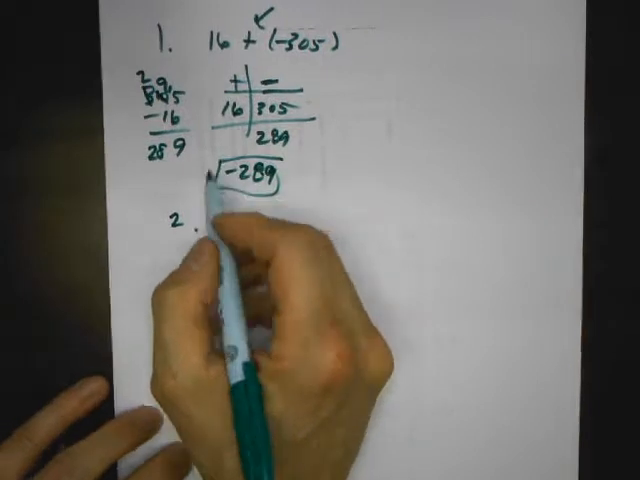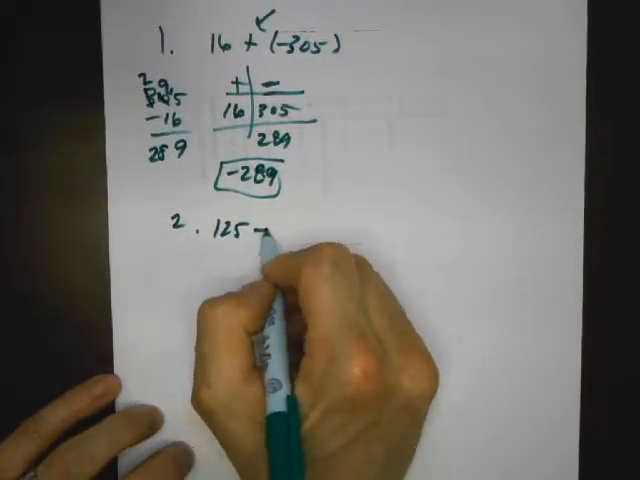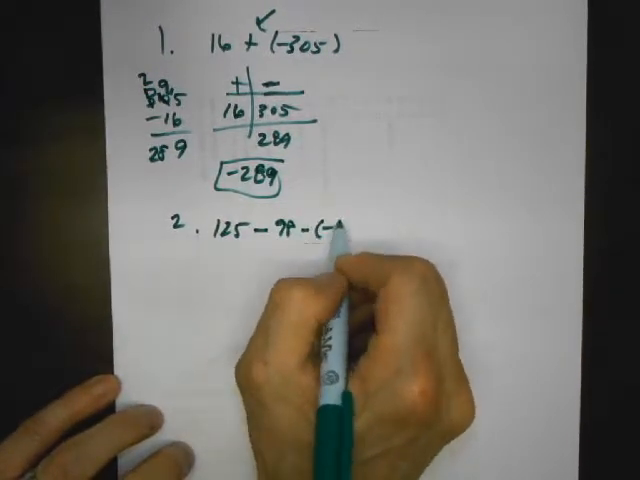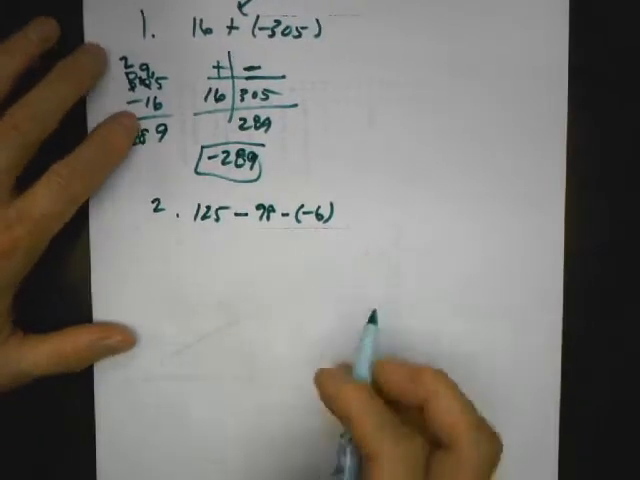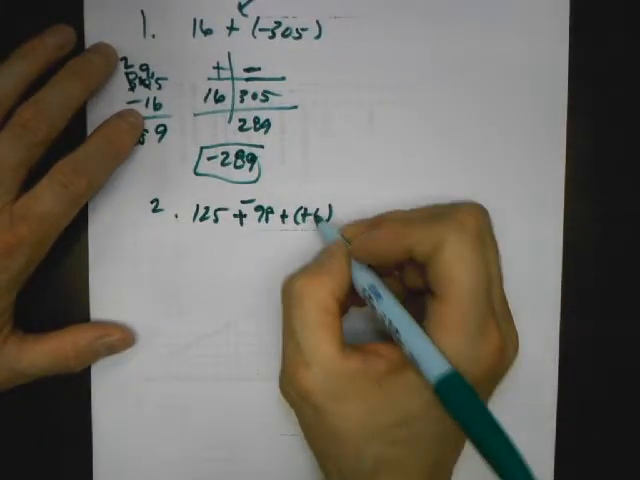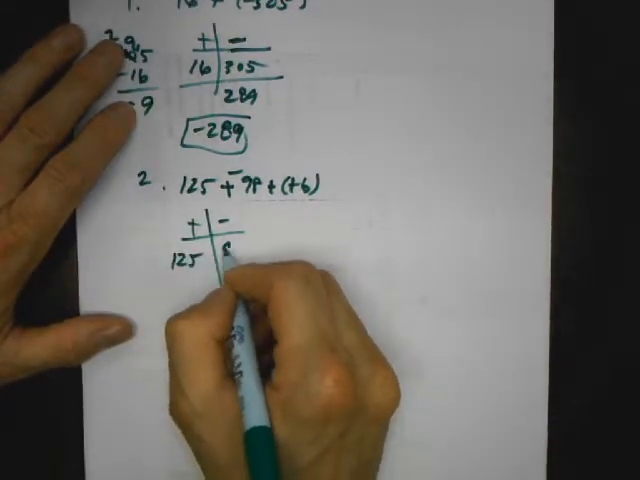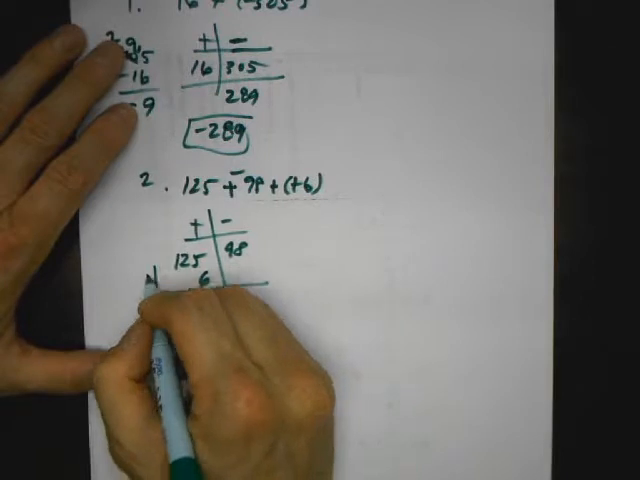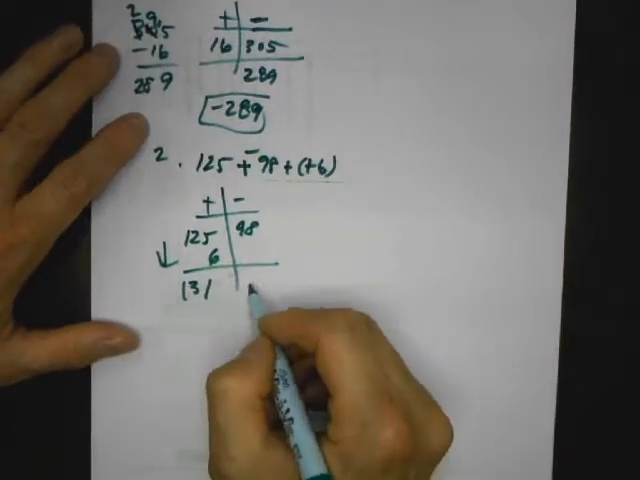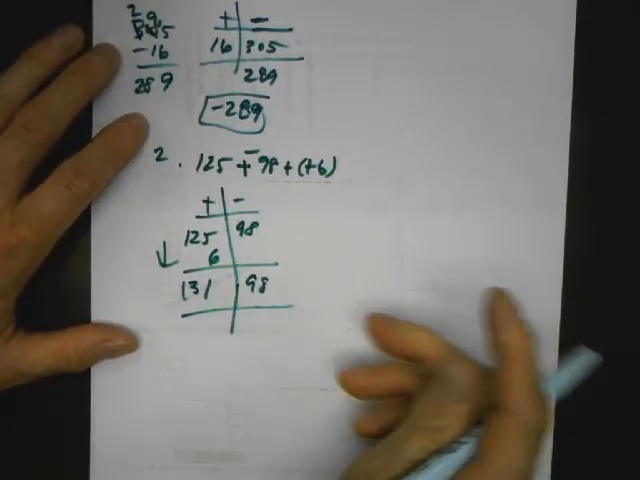Number 2, we have 125 take away 98 minus negative 6. Let's do the rule for subtraction. Add the opposite, do 2 sticks each time so we can use teams. 125 positives, 98 negatives, 6 more positives, a total of 131 positives and 98 negatives.